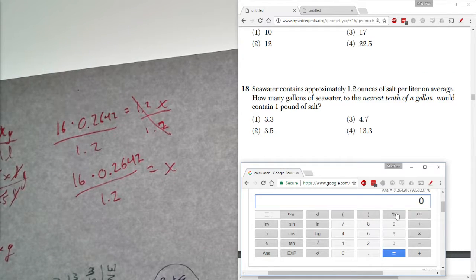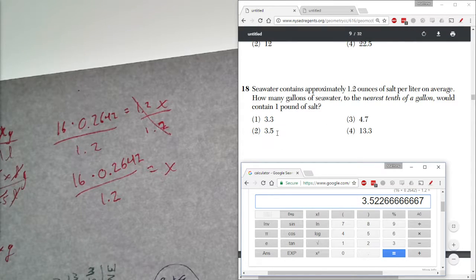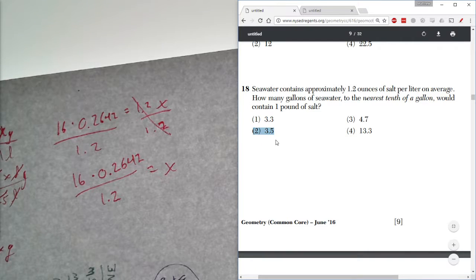So then I just plug this into my calculator. 16 times 0.2642 divided by 1.2. My answer is 3.52. They want the nearest tenth of a gallon. It looks like 3.5 is my correct answer, and indeed it is. 1 pound of salt can be found in every 3.5 gallons of seawater, if this is actually a true fact and it's not fake news.